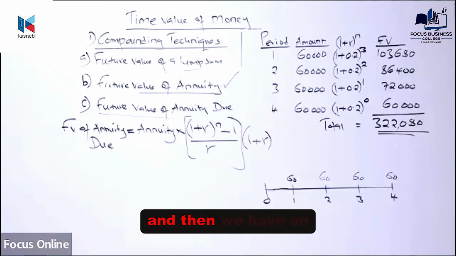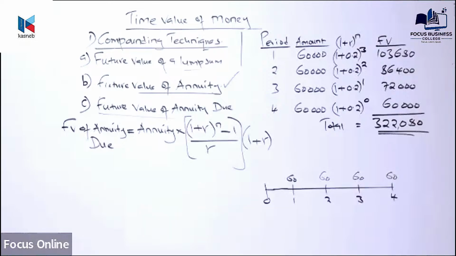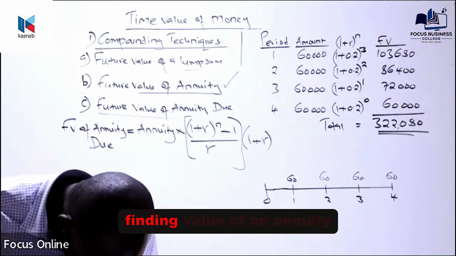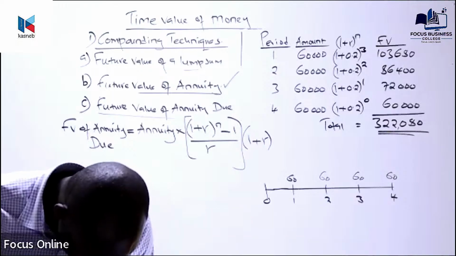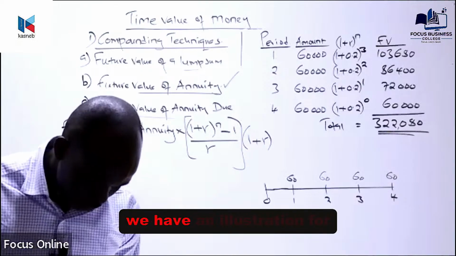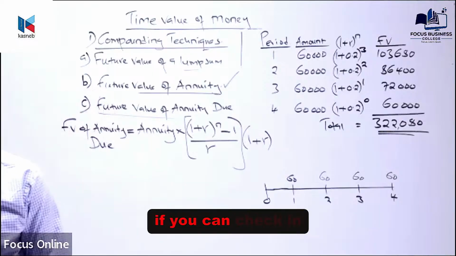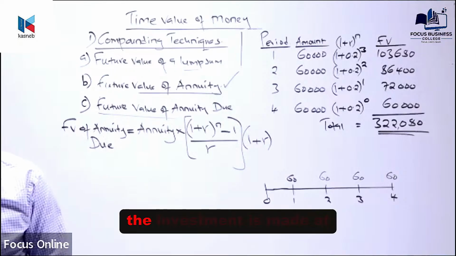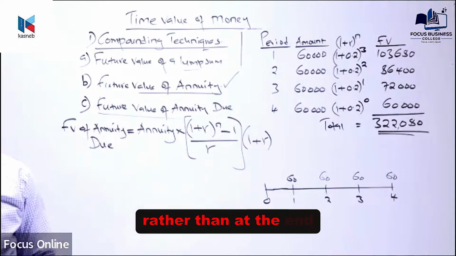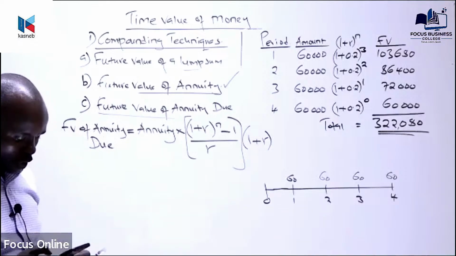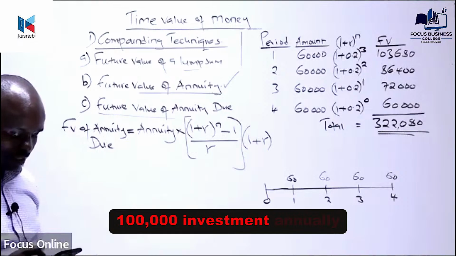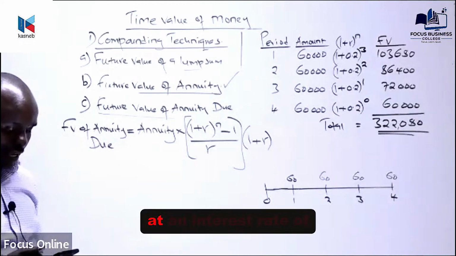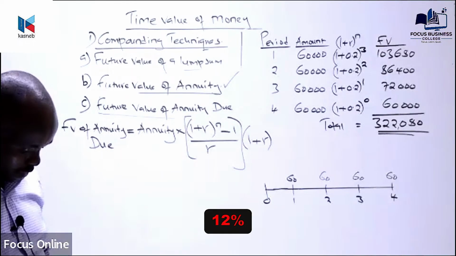And then we have an illustration. So back to the handout, there is an illustration. Finding value of an annuity due. If you can check in the handout, they are saying, assuming the above example, the investment is made at the beginning of the year rather than at the end. So example, what is the value of shillings 100,000 investment annually at the beginning of each of the next 5 years at an interest rate of 12%?